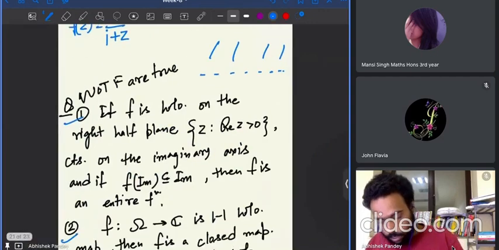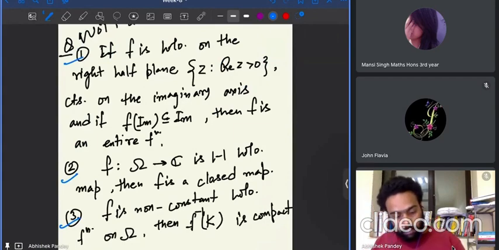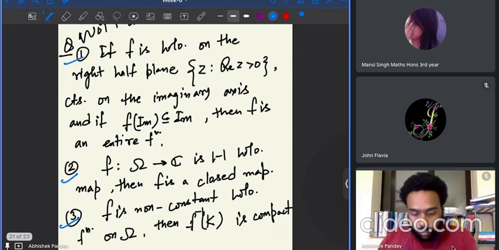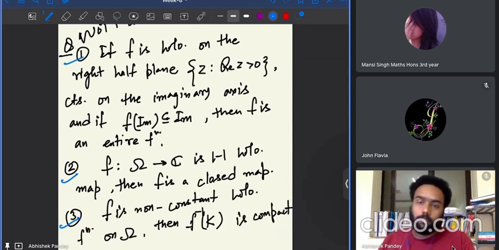But if for a function f from omega to C, which is holomorphic, f of omega is compact, it means f is constant, because f is an open map, so f of omega will be open. So f of omega cannot be compact, hence it has to be a constant function only.